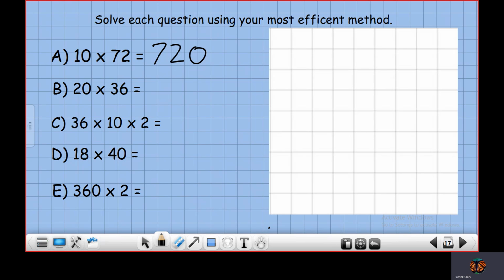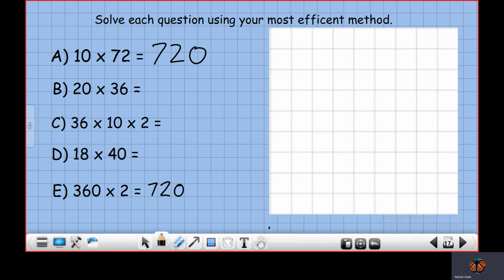Next, let's look at my next easy one I mentioned, 360 times 2, right at the bottom there with E. Well, 60 times 2 is 120. 300 times 2 is 600. So the answer is 720 as well. They've both got the same answer, even though they're different questions. I wonder if there's one more that's like that.